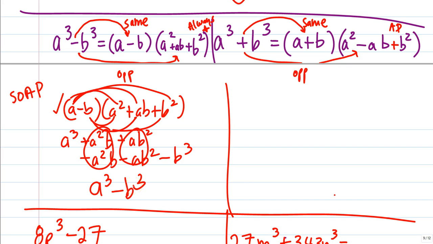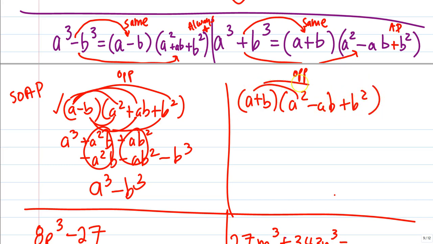it works. SOAP works. It also works on the positives, and that weirds some people out because the positives don't work when it's a squared plus b squared, but they do on the cubes. We'll verify. A plus b, a squared minus ab plus b squared. How about a to the third minus a squared b plus a b squared.